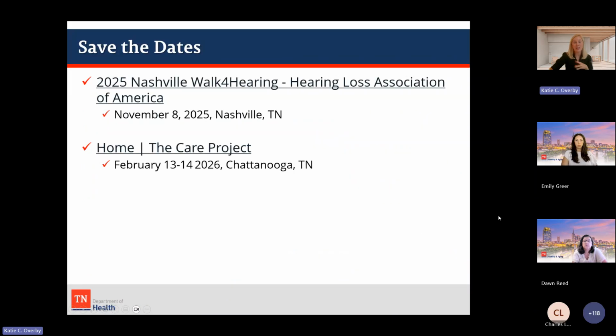And then 2 things, we'd love to invite you guys. There's going to be a walk for hearing in November, on November 8th. It's going to be at Centennial Park. We would love for you guys to come walk with us. It's very relaxed. And then lastly, we are hosting a parent professional collaboration.